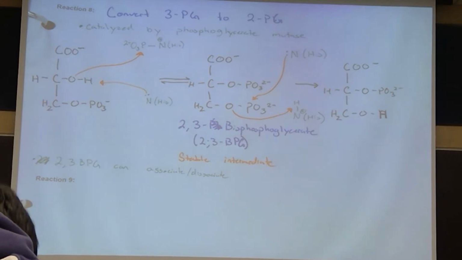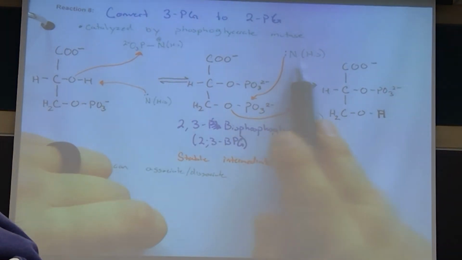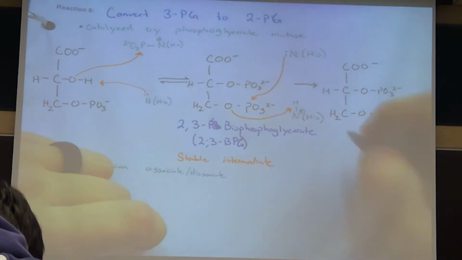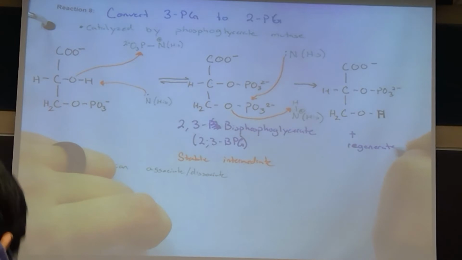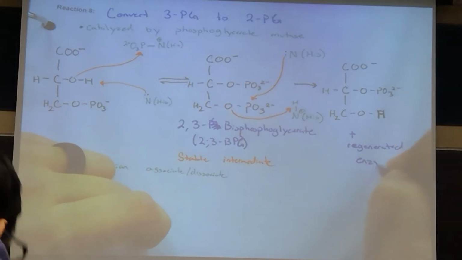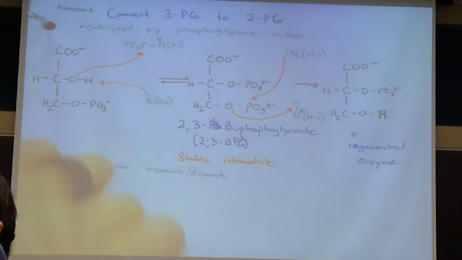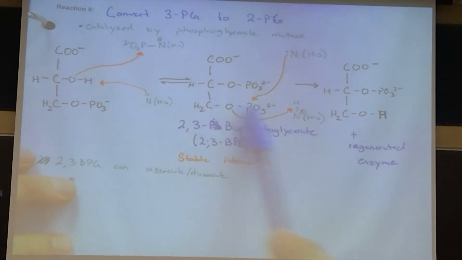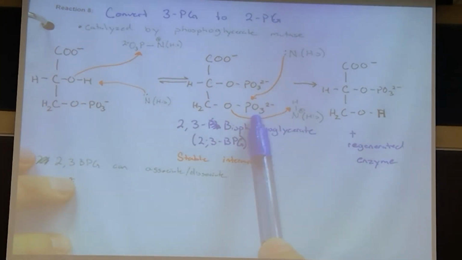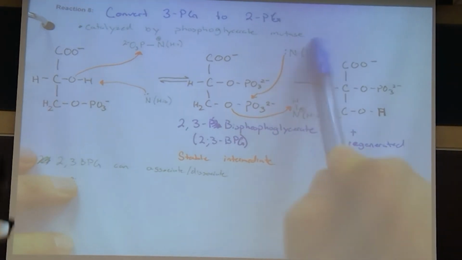And you'll notice, what does this do to our resulting enzyme? It regenerates, right? So this is going to be plus regenerated enzyme. At this point, our enzyme requires something unique: a phosphorylated amino acid at the active site. Turnover from this enzyme is actually going to re-phosphorylate that amino acid at our active site.